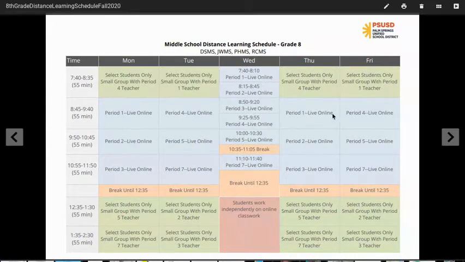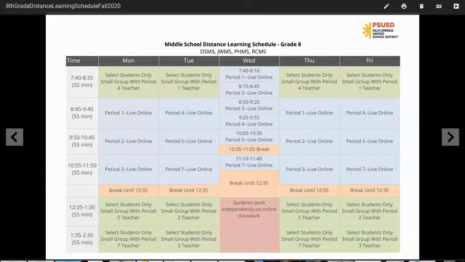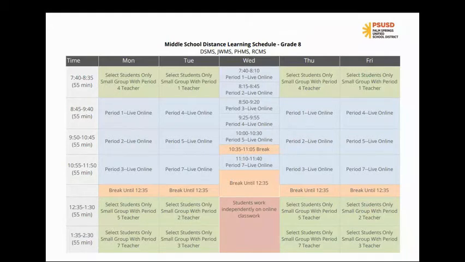This means on Mondays and Thursdays, periods 1, 2, and 3 will all meet through Zoom or Google Meets through a link that's provided through Google Classroom. So period 1 on Mondays and Thursdays from 8:45 to 9:40, period 2 from 9:50 to 10:45, and period 3 from 10:55 to 11:50. You can meet with your teachers where they will deliver live instruction and go through the learning materials. So assignments that are due will be provided during this time.